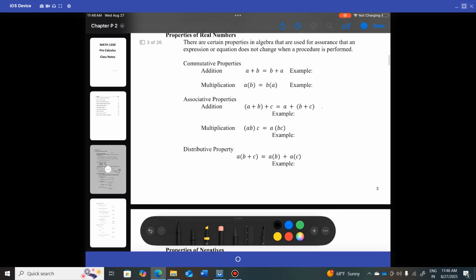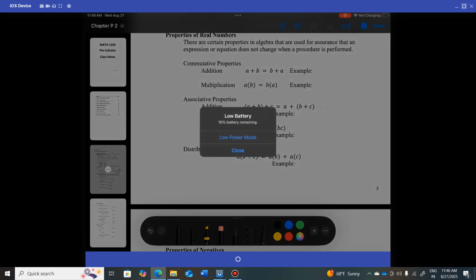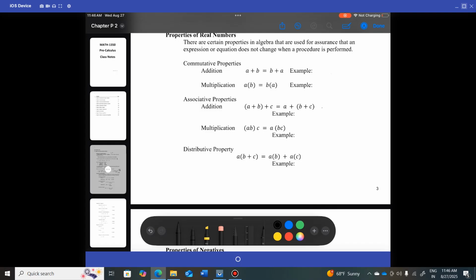There's certain properties that you don't have to memorize, but it's good to know how to use them. So for example, if we're adding two numbers, a plus b, it's going to be the same thing as if we did b plus a. So 2 plus 3 equals 3 plus 2. Same thing with multiplying. 3 times 2 equals 2 times 3. Okay, those are the commutative properties.